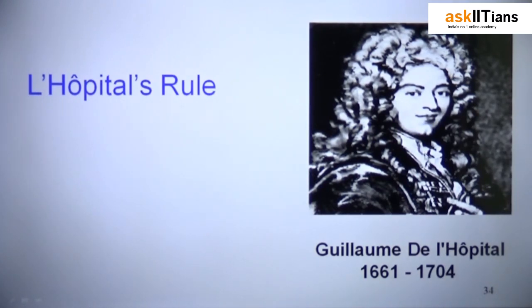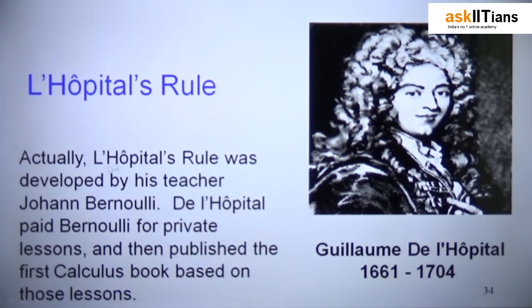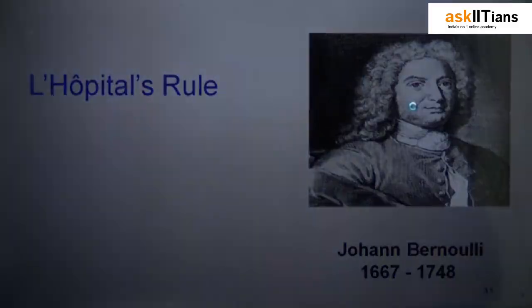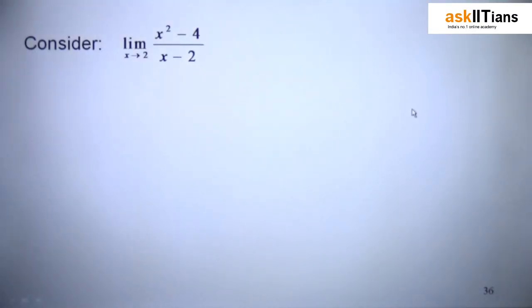This is the person who found out L'Hopital's rule. Actually, L'Hopital was a student of his teacher Johann Bernoulli, and this rule was basically developed by his teacher. But he paid Bernoulli for private lessons and then published the first calculus book from those lessons. So he was a very intelligent student and this person was a very generous teacher. So let's see what we exactly get in L'Hopital's rule.